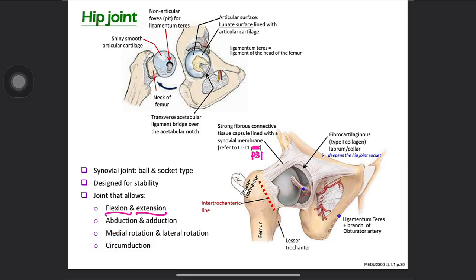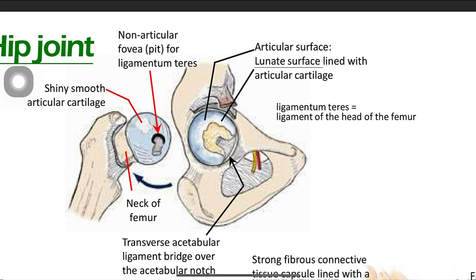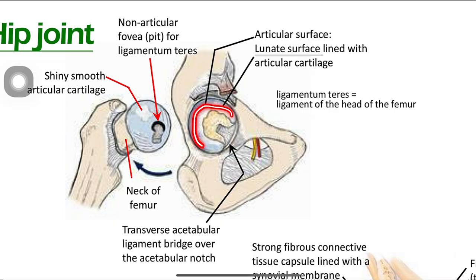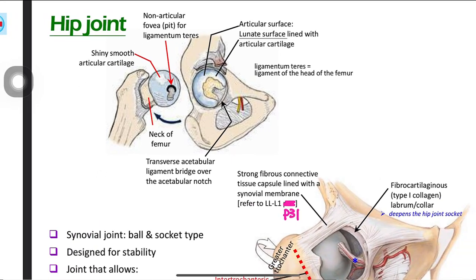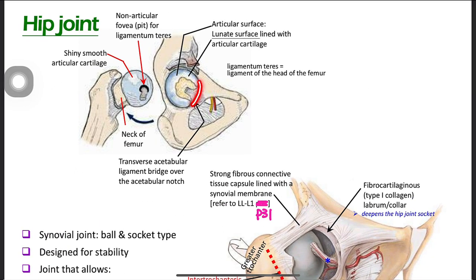Okay, so now some key structures that I want to draw your attention to. First thing here is we have a lunate surface. So the lunate surface is lined with articular cartilage. And also we have the transverse acetabular ligament, which bridges over the acetabular notch, right? There is a notch, an empty part, so there is a ligament bridging over the acetabular notch.